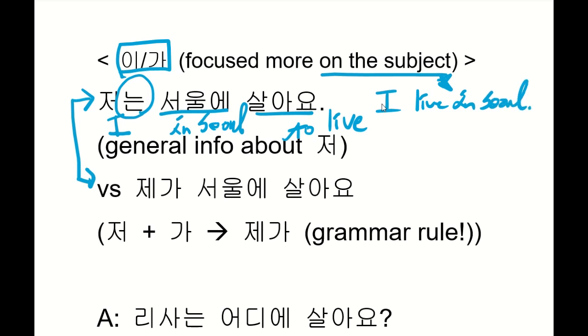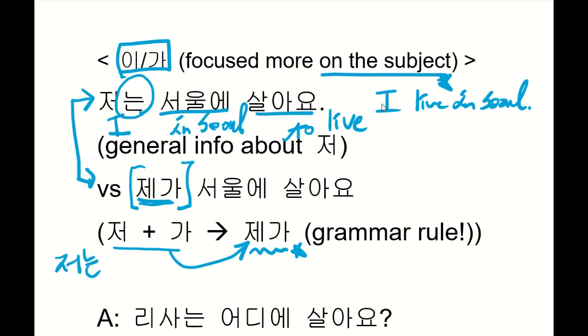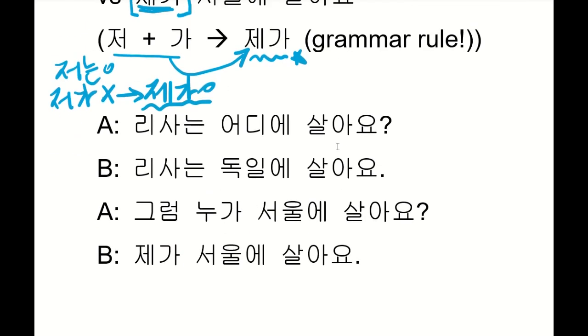But if you say 제가 서울에 살아요, aside from the subject, the rest of the sentence is just the same. 저가 changes to 제가 first of all, as a grammar rule. 저가 is changed to 제가. Alright? 제가. Just a grammar rule. And this one, 제가 서울에 살아요, is like this one here.